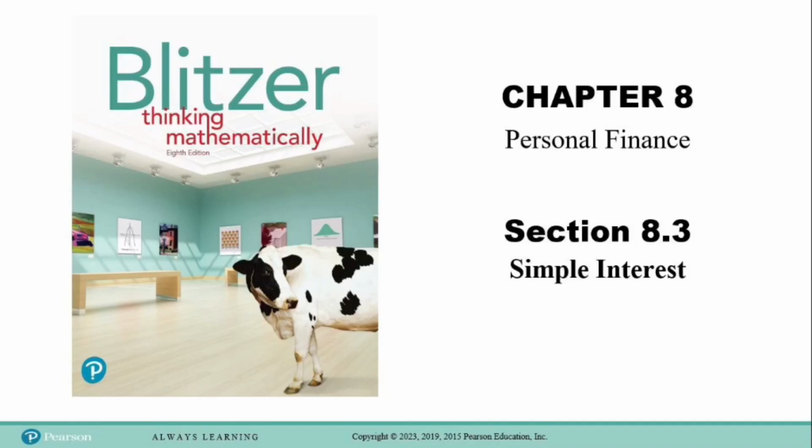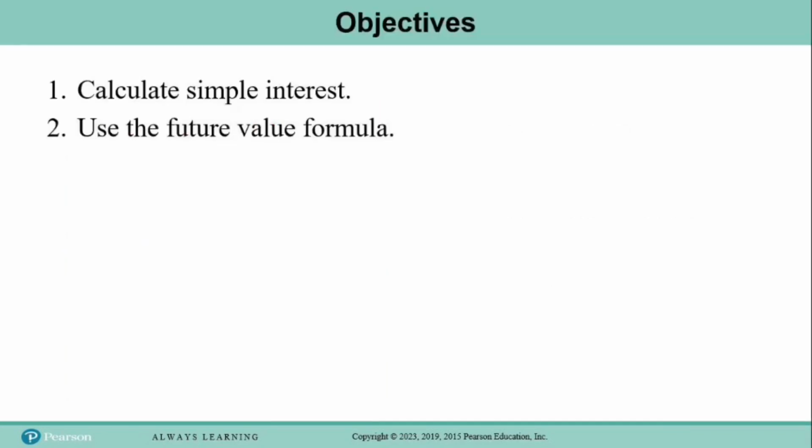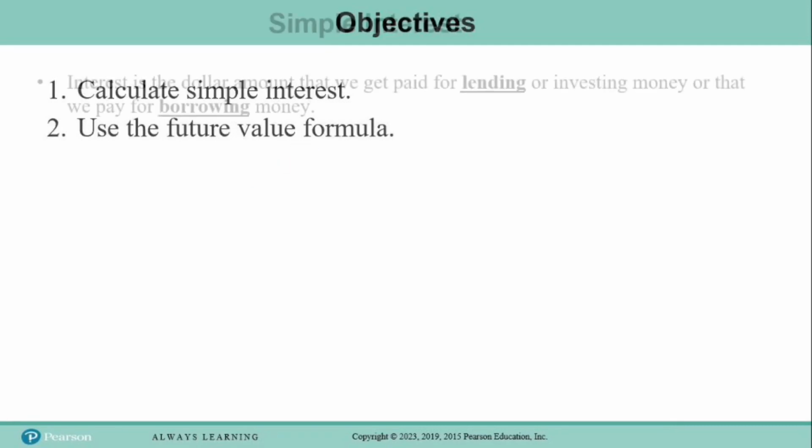Today we are in section 8.3 and we're going to be looking at simple interest. There are really only two objectives for this section, and they are to learn how to calculate simple interest and to use the future value formula. So let's get to it.